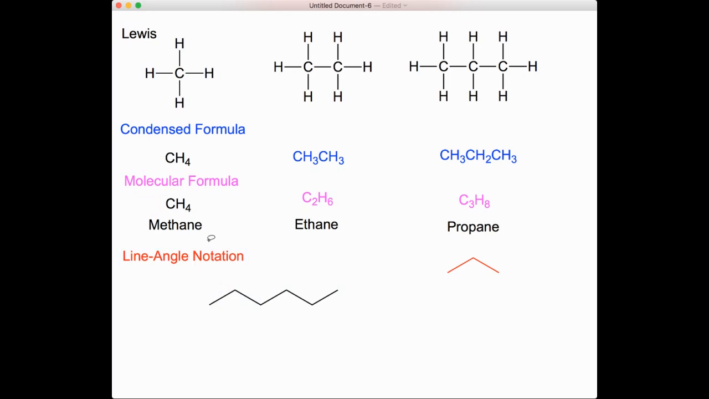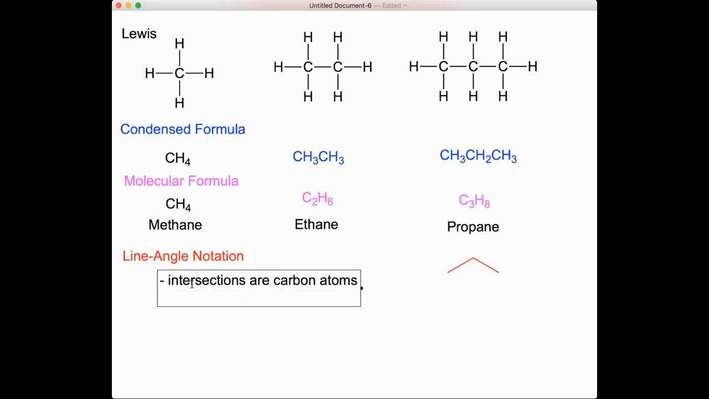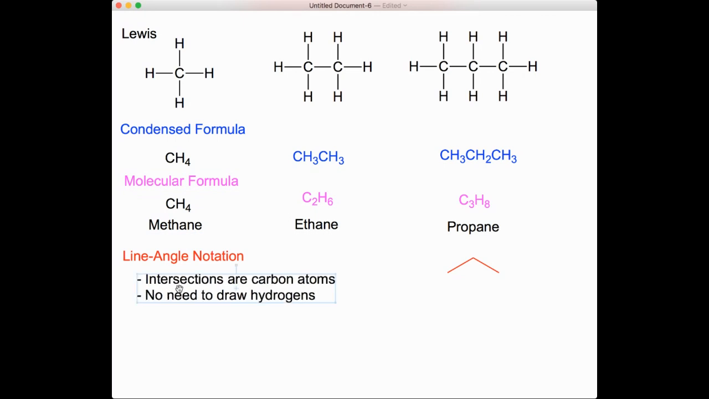In line and angle notation, and I'm gonna write it once again here, intersections are carbons. No need to draw hydrogens. Everybody knows that the maximum number of bonds for a carbon is 4. So we don't draw hydrogens in line and angle notation.